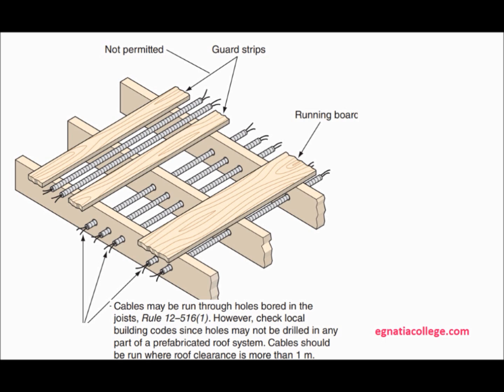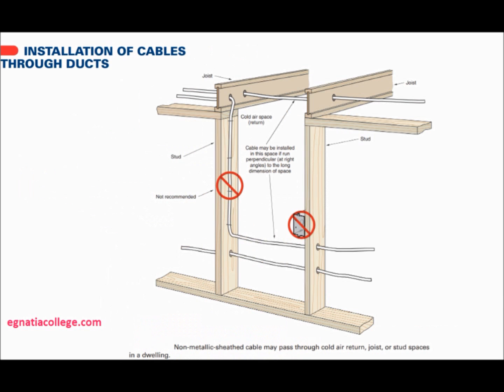Note that most building codes will not allow manufactured roof systems to be drilled. This includes roof trusses. When running cables parallel to framing members, maintain at least 32 mm between the cable and the edge of the framing member, Rule 12-516, 1 and 2. This minimizes the possibility of driving nails or screws into the cable. Installing cables through ducts.